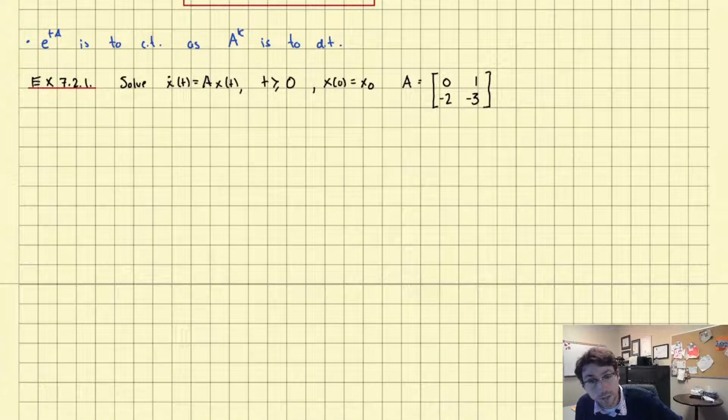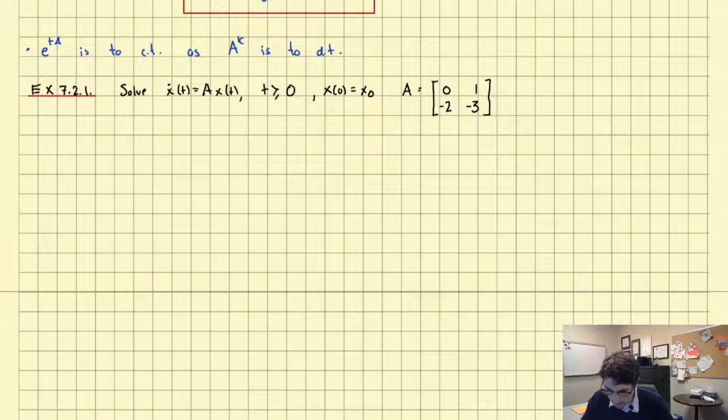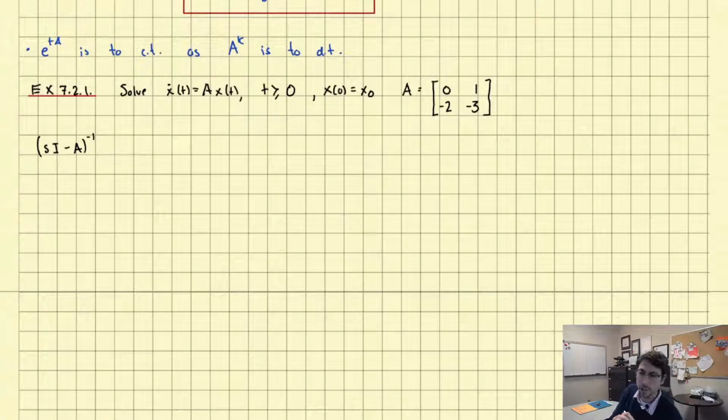Now, we could do it algebraically, just like we were when we were solving for a to the k, but we could also use this observation from above. That's what I'll do in this example. So I have to compute this thing and then take its inverse Laplace transform. That's how I'm going to get e to the ta.